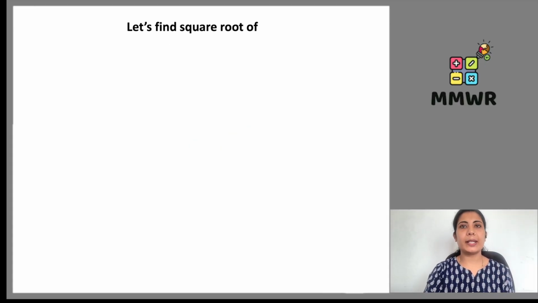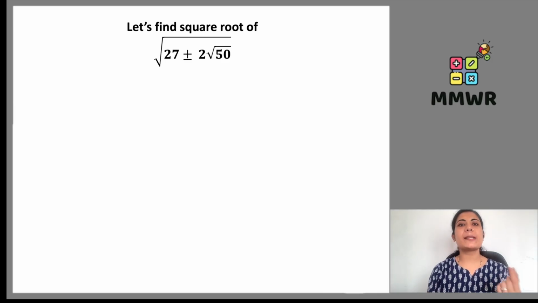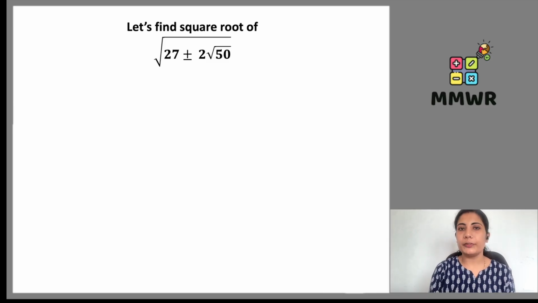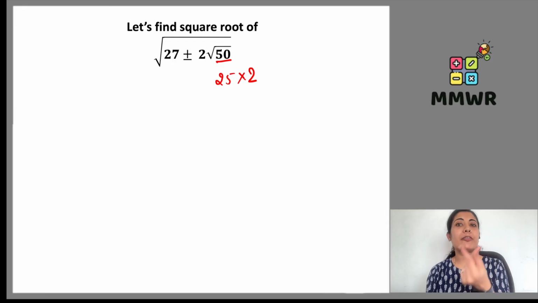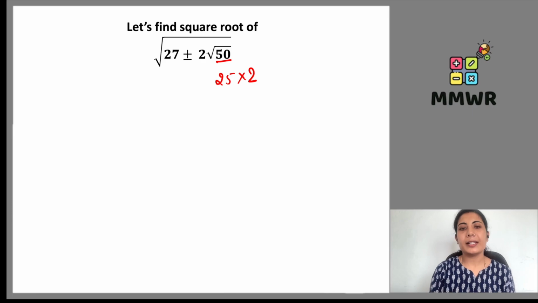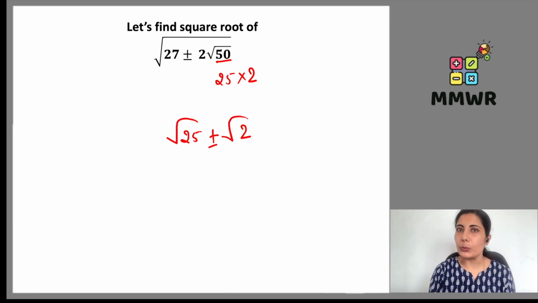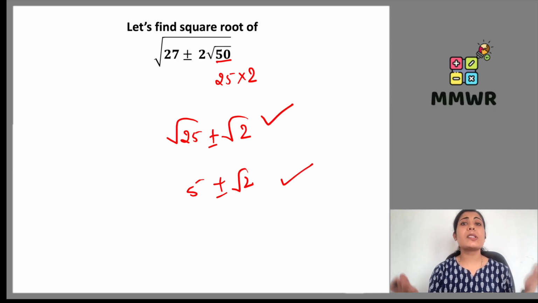Next one is 27 plus minus 2 root 50. We have to find the square root of it. So 50 can be written as 25 twos are 50. So 25 multiplied by 2 gives us 50, and 25 plus 2 gives us 27. That is why this can be written as root 25 plus minus root 2. Now root 25 means 5, so 5 plus minus root 2. The answer can be this also, or this also, depending on what is given to us in the options.